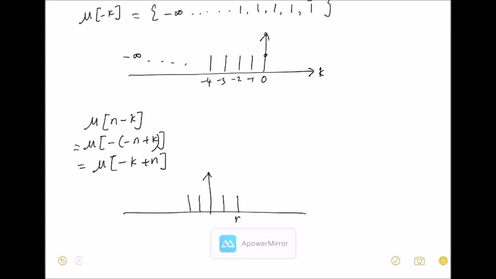Assume this one is n. This one goes to negative infinity because it's a negative k. If we look at this one, negative k is 0 to minus infinity. Now it's minus k plus n, which means it's starting from n to negative infinity.